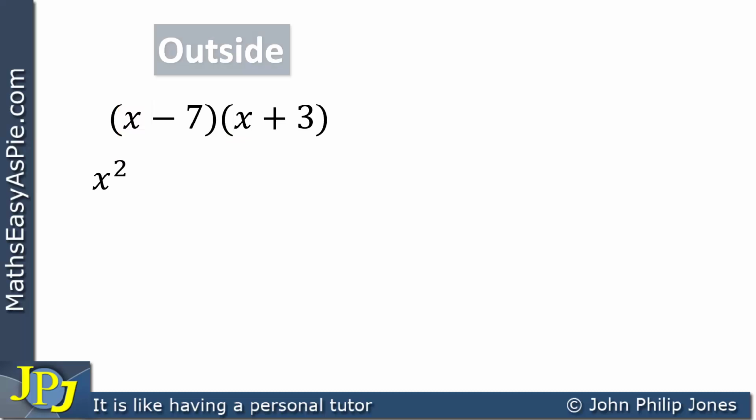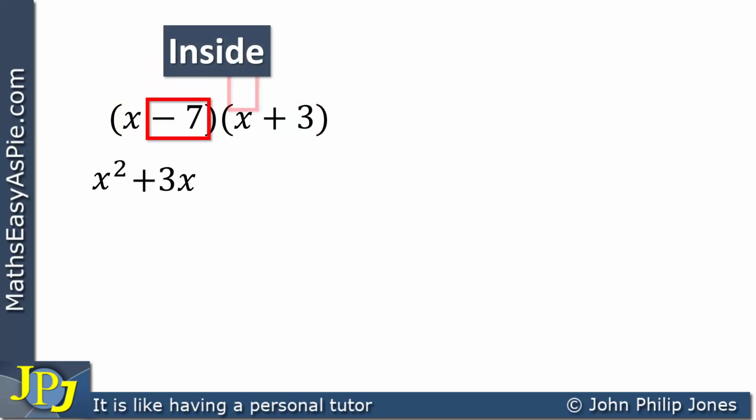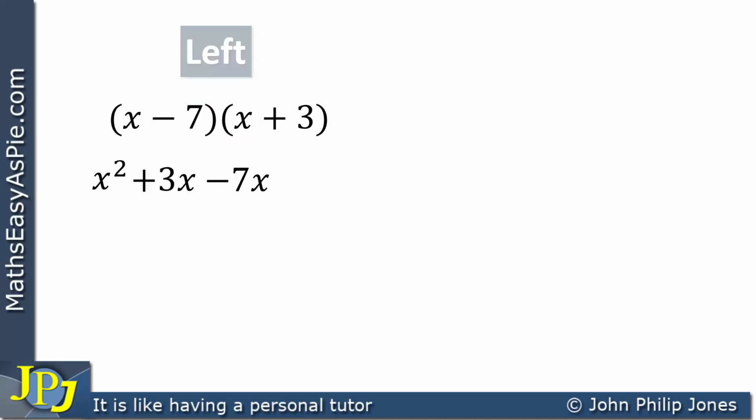We then consider the outside, which is the x times the plus 3, and this will give us plus 3x. We then consider the inside, which is the minus 7 and the x. We multiply them together, and that gives us minus 7x. We then consider what's left, which is the minus 7 and the plus 3. You multiply those together, and 7 3s are 21, and a minus times a plus is a minus, so we end up with minus 21.